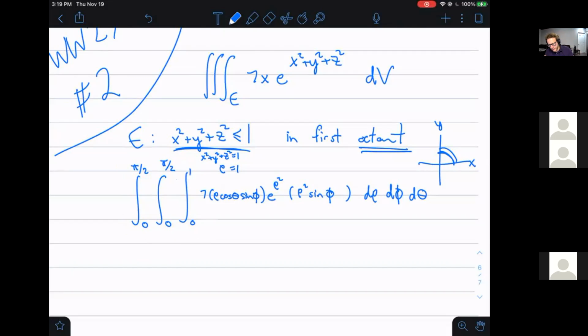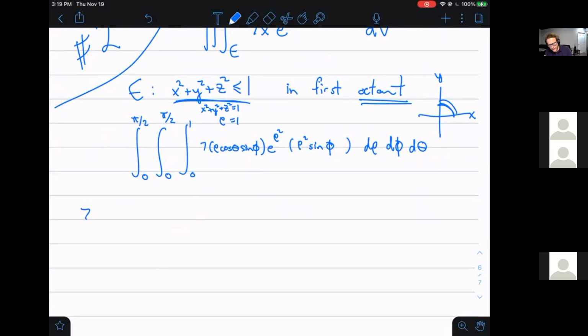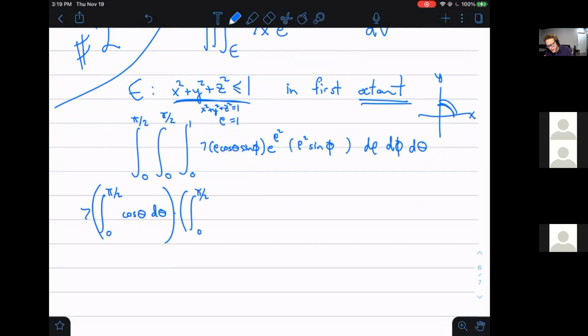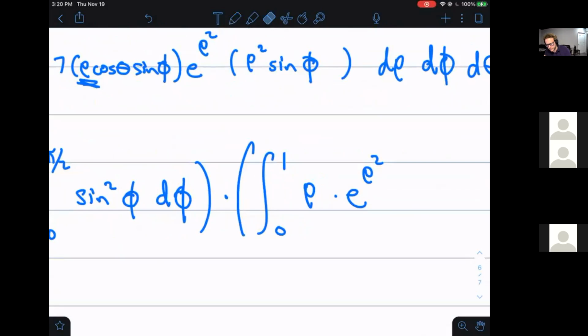If I wanted to actually evaluate this, we have the 7 that we can factor out. Thetas go from 0 to pi over 2, and our only theta stuff is a cosine. Our phis go from 0 to pi over 2, and our phi stuff is sine squared of phi. Finally, for our rhos, they go from 0 to 1, and we have rho squared times e to the rho squared. Oh, I'm missing one from our x here, so this is going to be rho cubed.